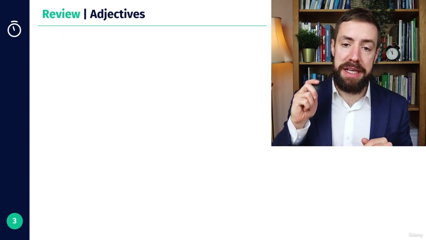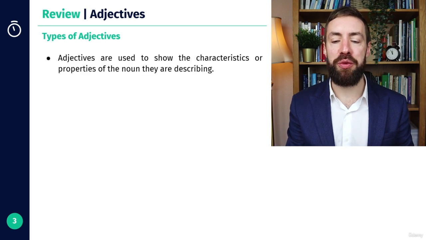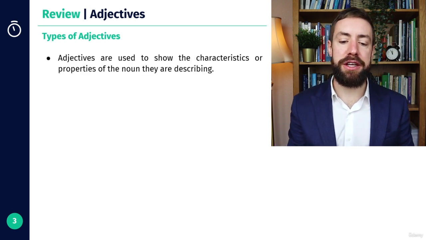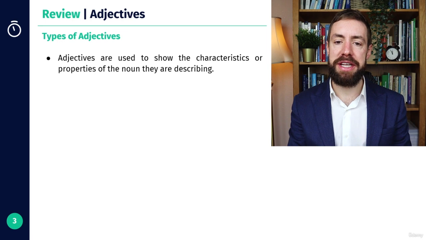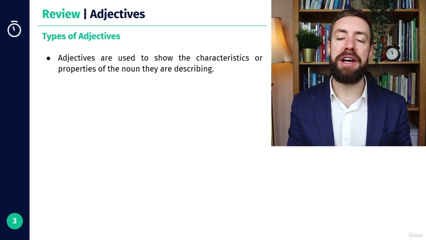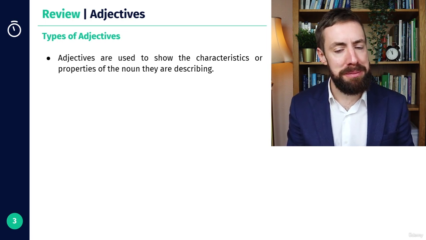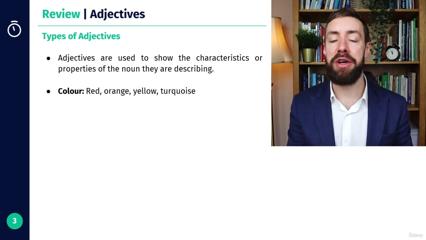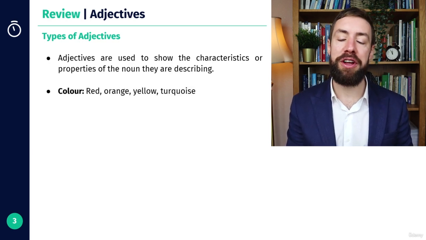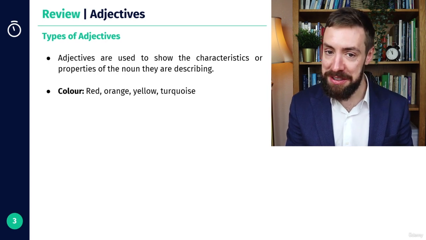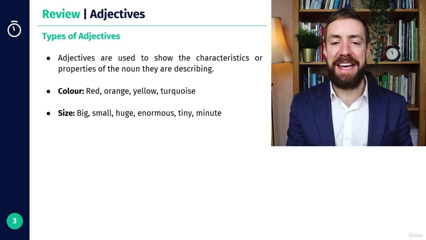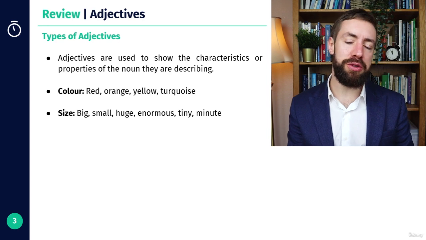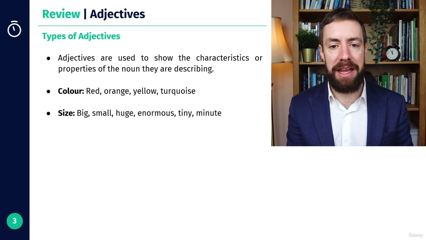Let's take a look at some of the types of adjectives that we can see in English. They're used to show the characteristics or the properties of that noun. And those can be many different types of characteristics or properties. So it could be the color: red, orange, yellow, turquoise, it's a good word. Size: it could be big or small or huge or enormous, tiny.